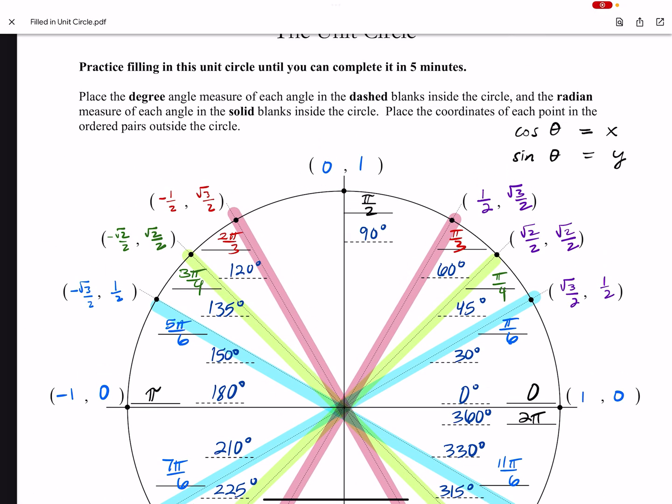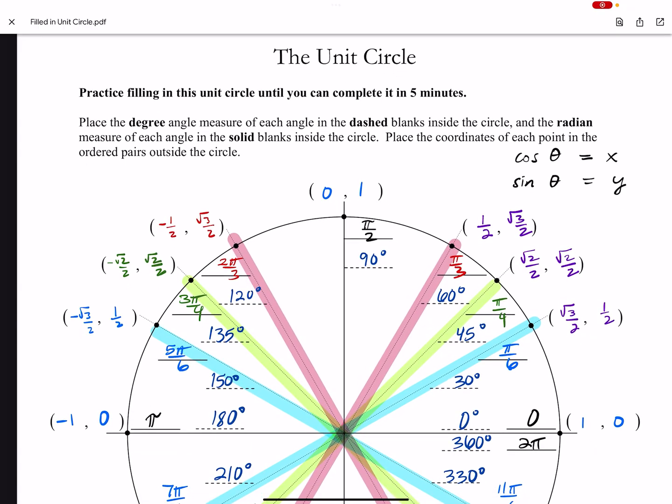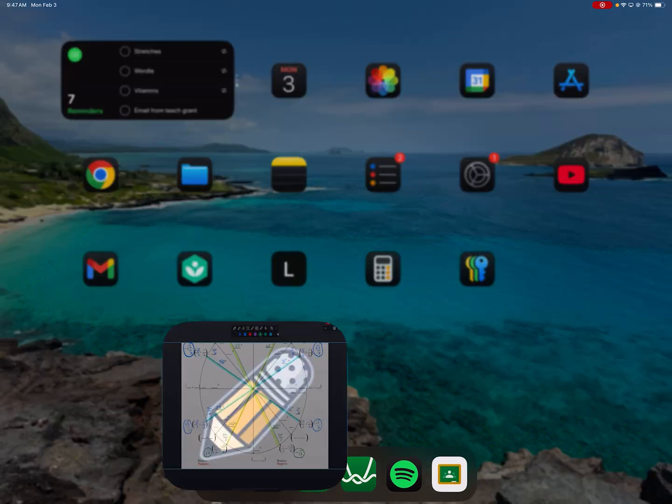Questions on this? I'll post a new one today with the tangents. Okay, so let's move on.